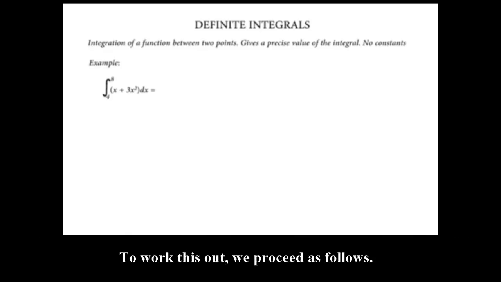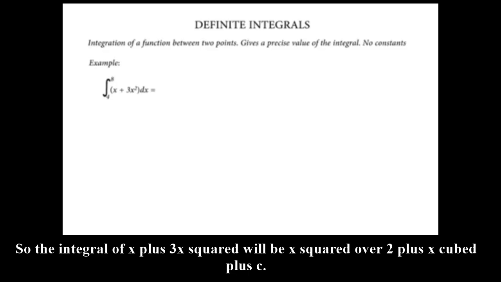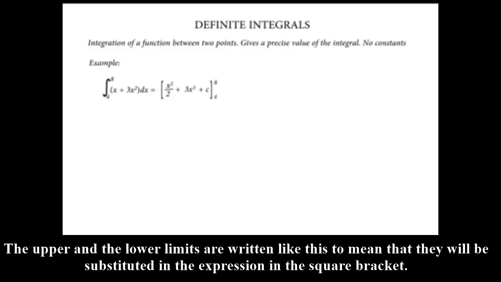To work this out, we proceed as follows. We find the integral and then write the limits with the square bracket. So the integral of x plus 3x squared will be x squared over 2 plus x cubed plus c. We put the square bracket and add the limits. The upper and the lower limits are written like this to mean that they will be substituted in the expression in the square bracket.